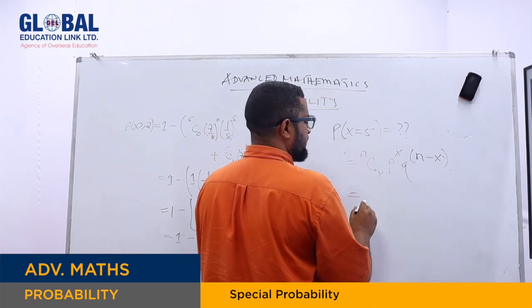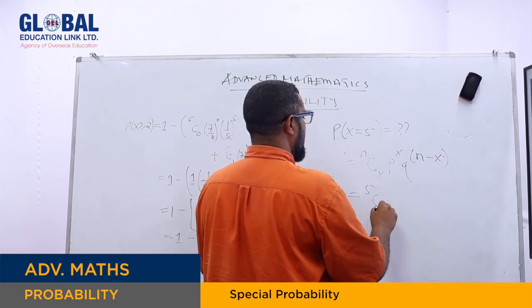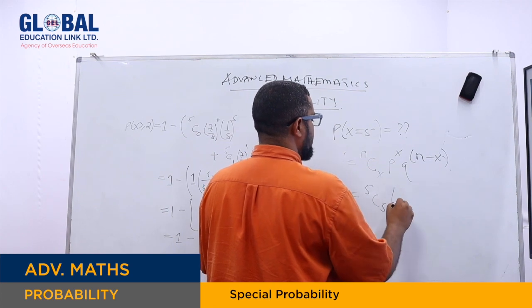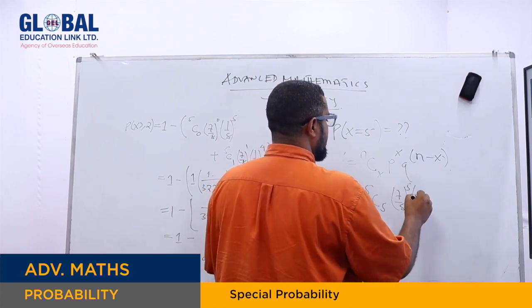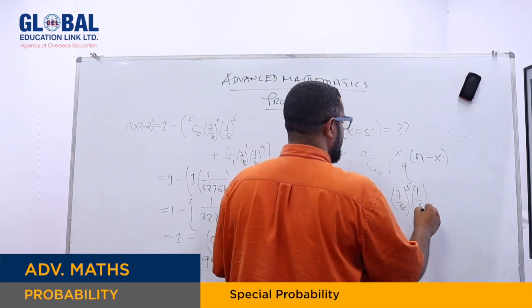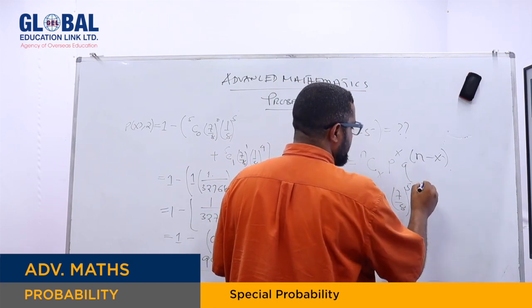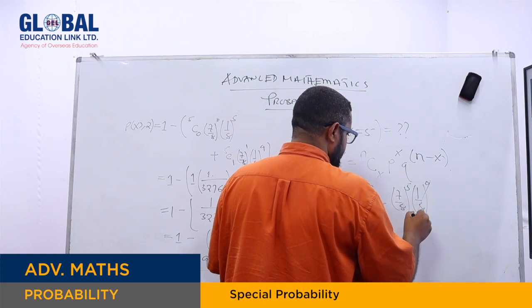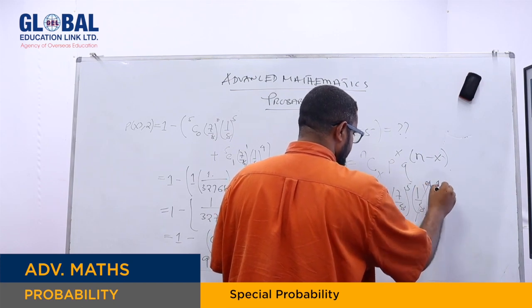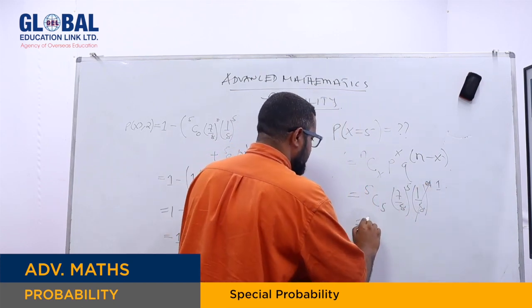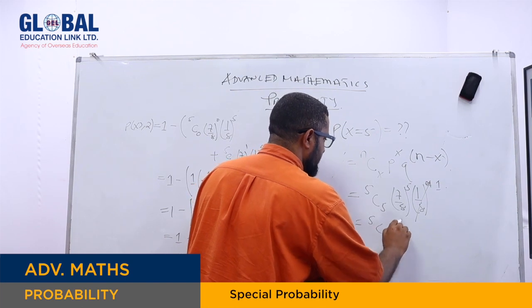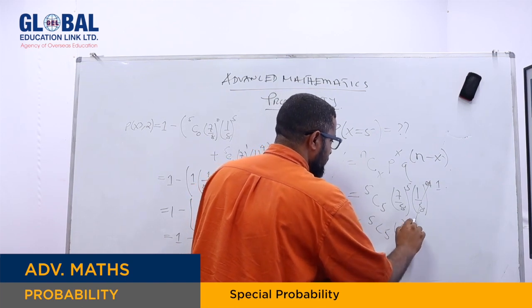So our n is 5, so 5 combination 5. Our p, if you remember, is 7 over 8 to the power of 5. Then it is 1 over 8 to the power of 5 minus 5, which is equal to 0. So this one is the same as writing 1. So lastly it is 5 combination 5, 7 over 8 to the power of 5.